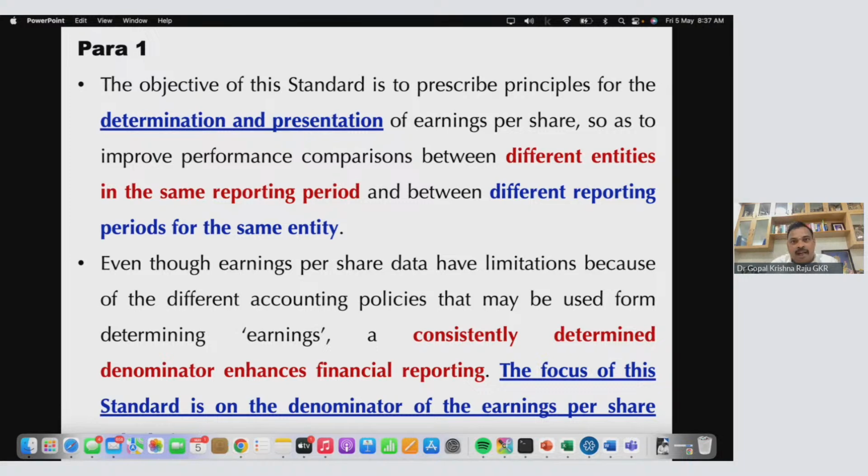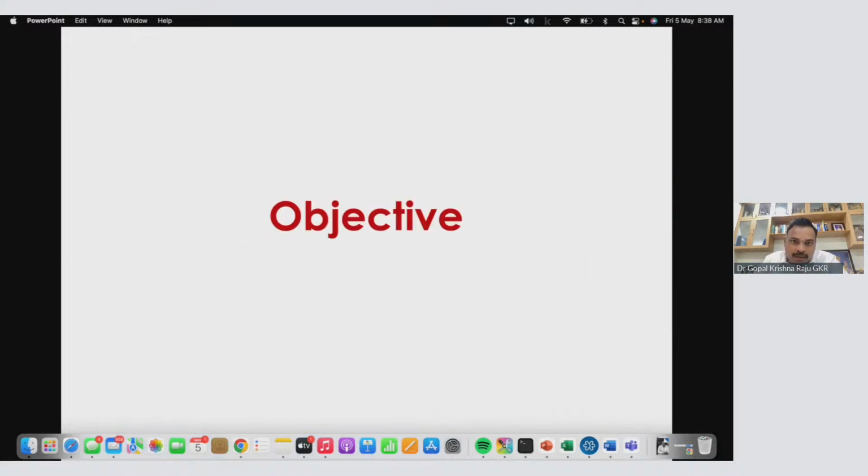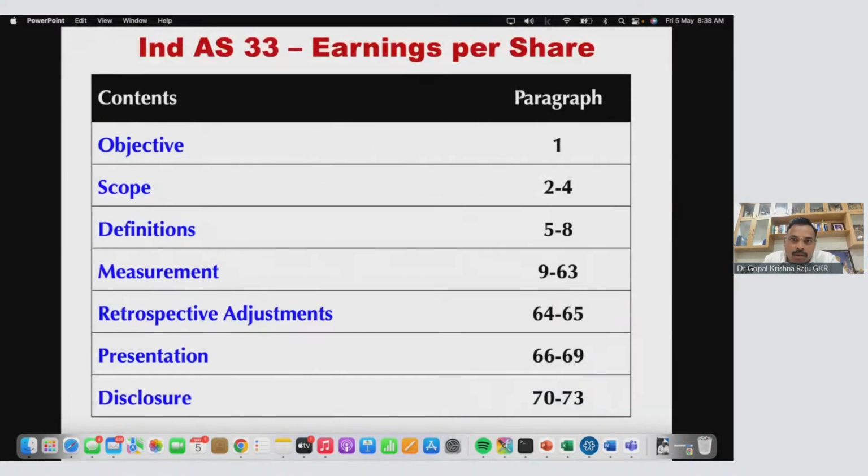So it is not technically an accounting related standard, but a presentation related standard. How do you present your financial statement? You need to have this information in it. So that is why EPS is, can you say, a disclosure standard? You can call it that. These informations are your financial statement analysis, and a consistently determined denominator enhances financial reporting. So that denominator, please look at this word, look at this part.